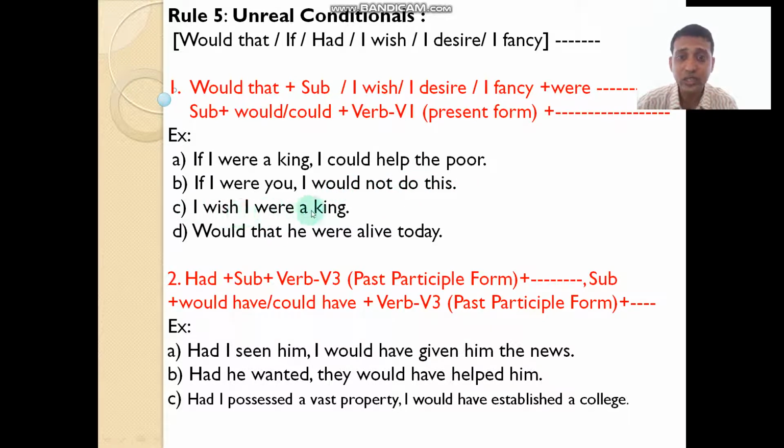I wish I were a king. If I wish is there, okay, definitely that would be the modal verb. I were a king. Would that he were alive today? Would that he were, okay, after subject, were is there. Were alive today. And then what would be the second structure?